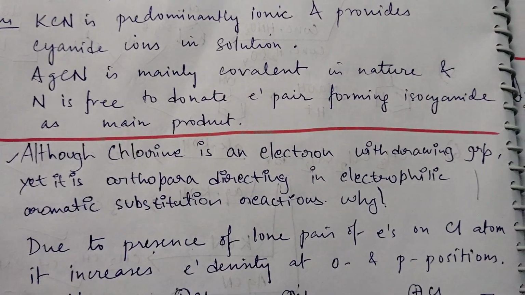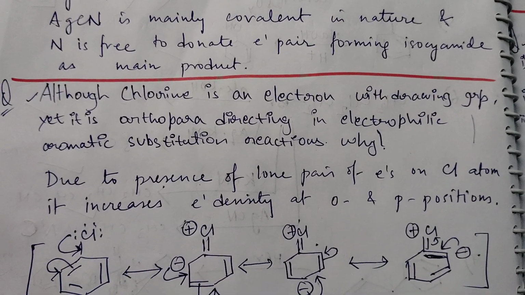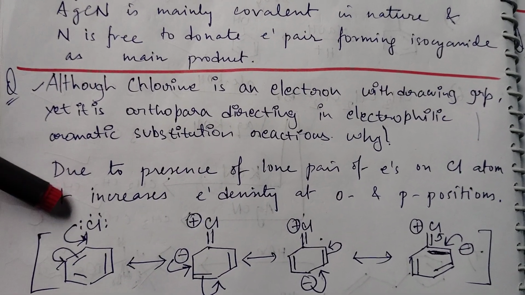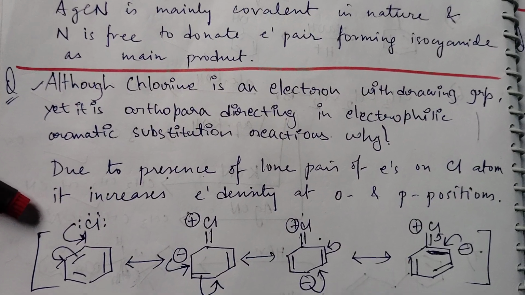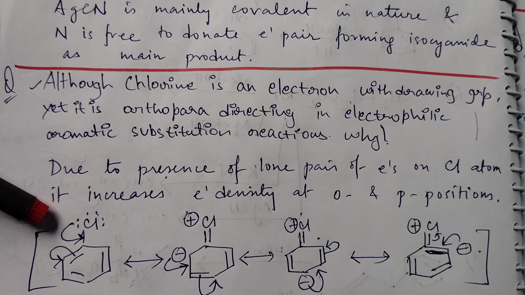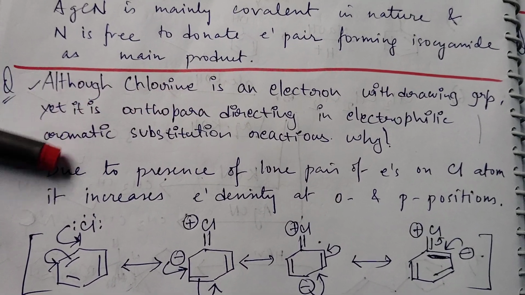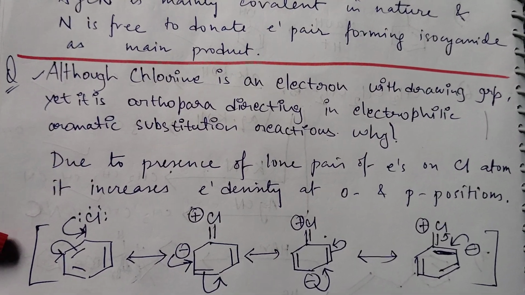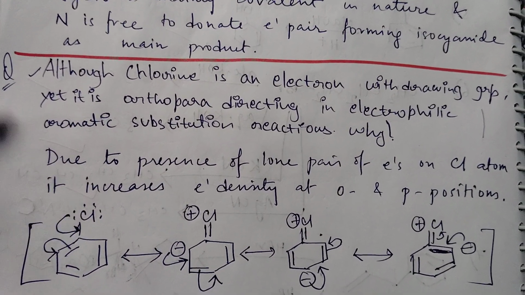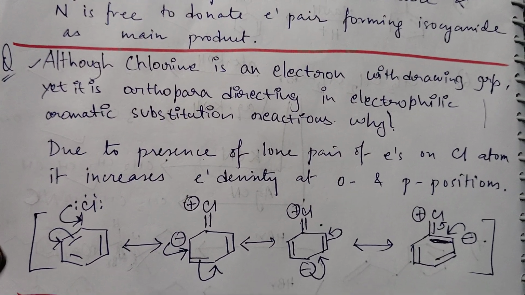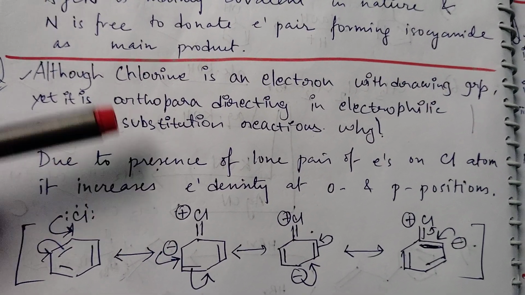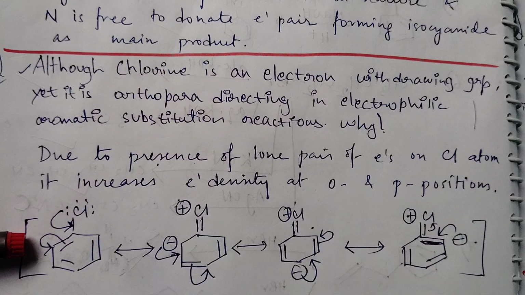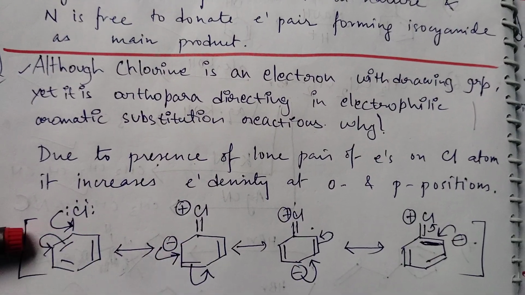Next question is, although chlorine is electronegative, it must be meta-directing, but it is seen that it is ortho-para-directing. So the answer is, due to the presence of lone pair on chlorine, it increases electron density at ortho and para positions. So you can show this with the help of these resonance structures.